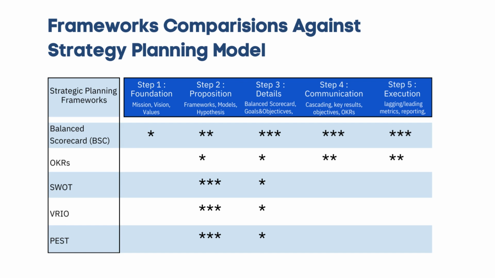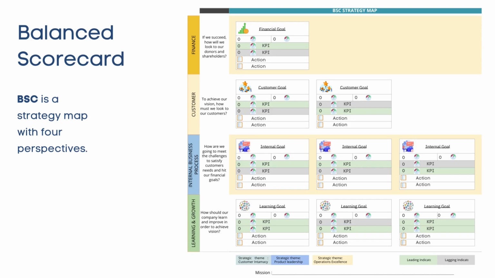Let's look at each framework at a very high level to get a better feel on how they contribute to the strategy planning process. Let's start with Balanced Scorecard, or acronym BSC, which is one of the most popular frameworks in the strategy planning and execution process. The core VNC strategy map is also modeled around BSC. More on this as we go through our courses.